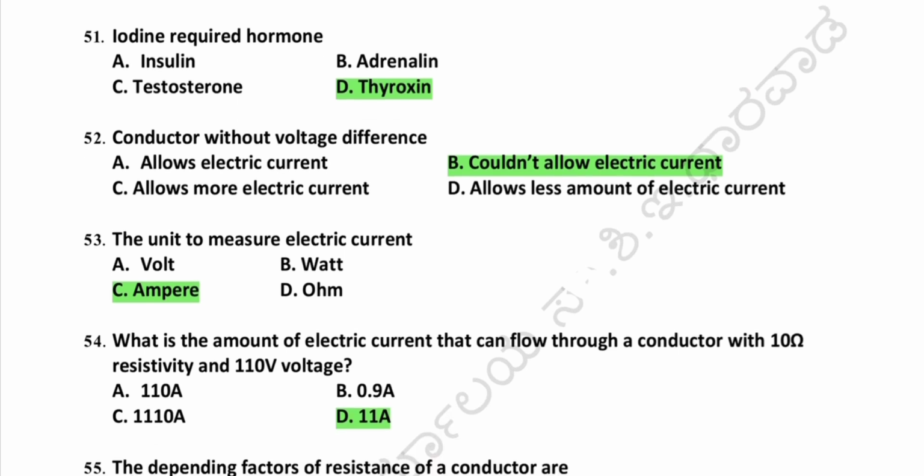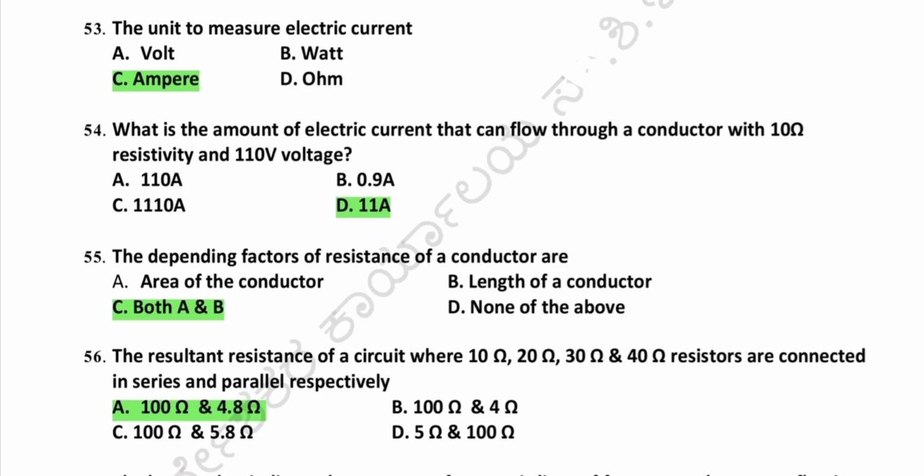Now, what is the amount of electric current that can flow through a conductor with 10 ohm resistance and 110 volts? By using Ohm's law, V equals I into R. Now, I equals V divided by R. V is 110 divided by 10. We get 11 amperes. Therefore, the correct answer is option D, 11 amperes.